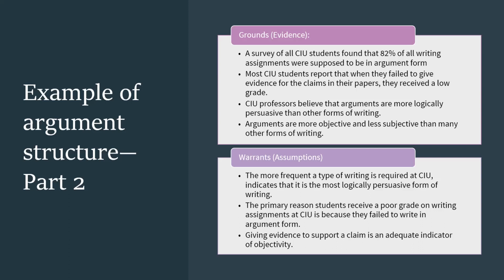And then the third one is that giving evidence to support a claim is an adequate indicator of objectivity. Well, is that so? Some individuals might say there are other ways to come across as objective rather than just giving evidence. And if that's the case, then I need to give some evidence to support this warrant, or these assumptions, okay? So as you can see, we've really covered the necessary parts of an argument. If you do that, then you're going to be writing a good argument.